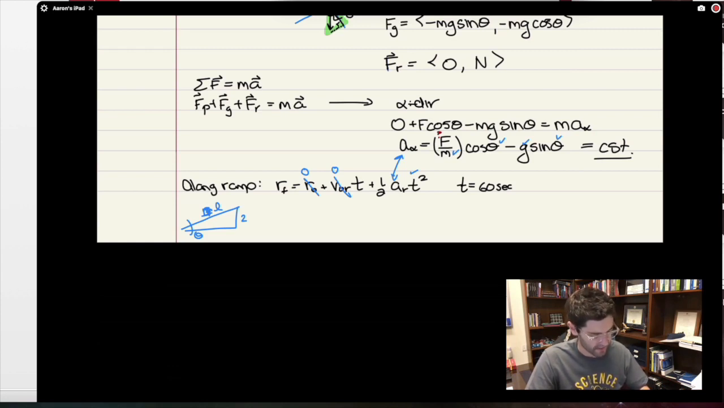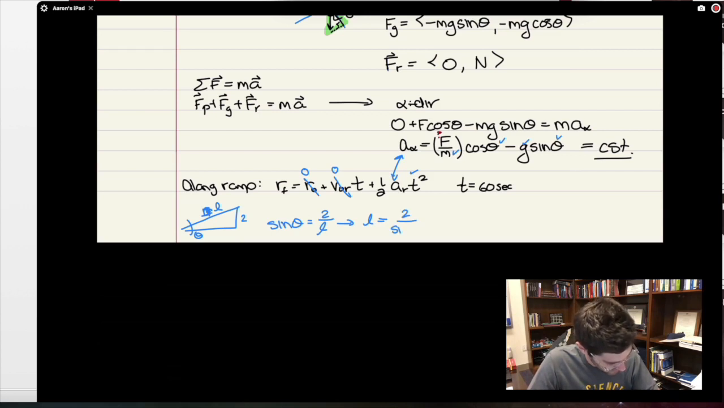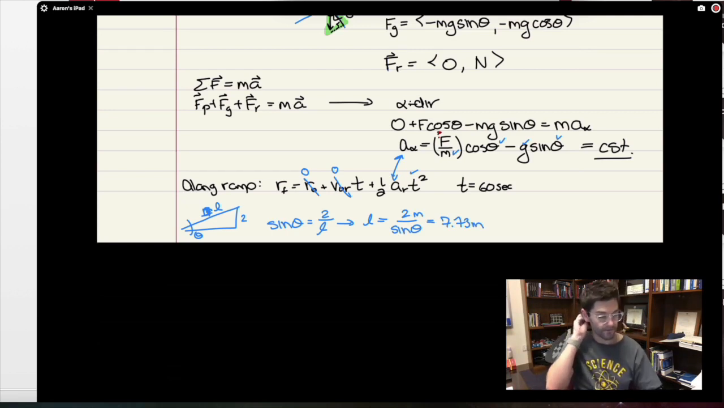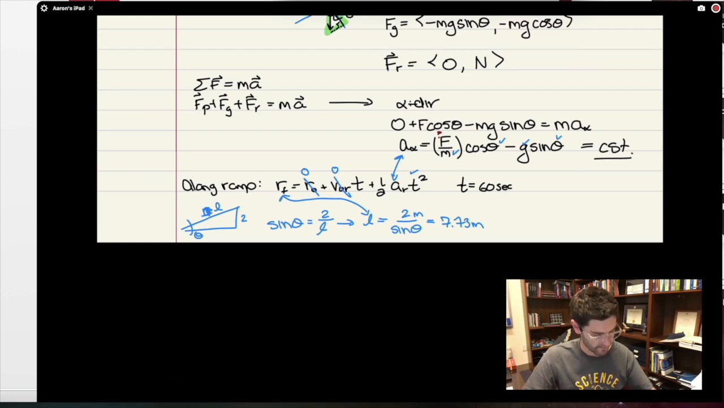Well, we can't use tangent, we can't use Pythagorean's theorem, but we can say that sine of theta is opposite over hypotenuse, or that the hypotenuse is 2 divided by sine theta, 2 meters technically. Which, if you plug in theta of 15 degrees, this ends up being 7.73 meters. That's how far you have to push the box to get up the ramp. And you can now plug this in for that. And in this case, we know everything except the F in the expression for the acceleration. So you can algebraically solve for that F at this point.